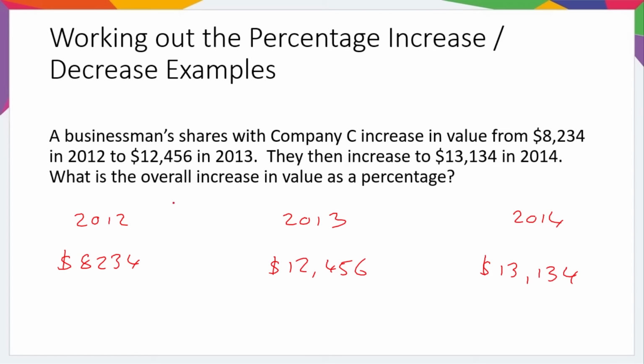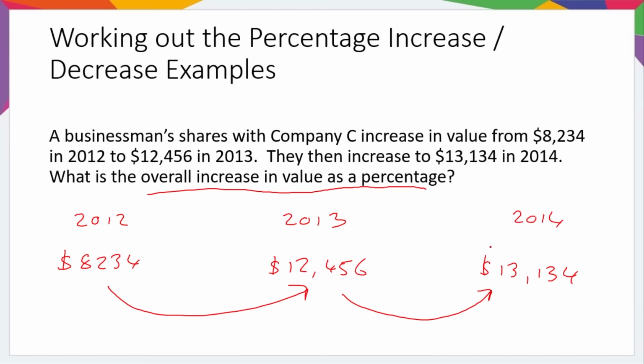And we need to work out the overall increase in value as a percentage. Now, a lot of people might panic because there are 3 sets of numbers here. You might work out the percentage increase from 12 to 13 and then work out the next increase from 13 to 14. So you've got 2 percentage increases here.